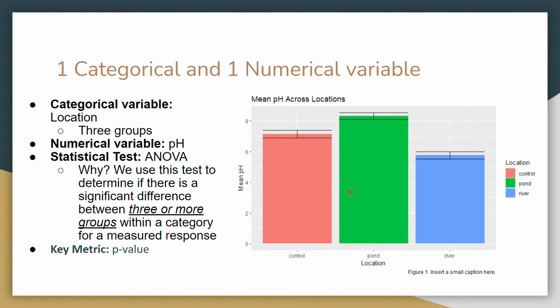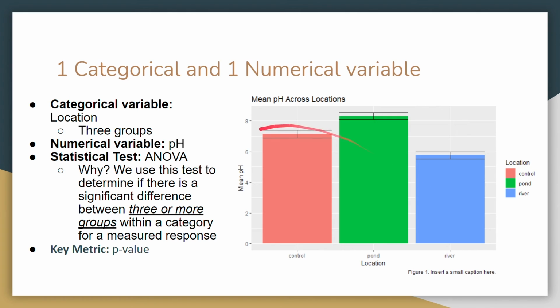Now, adding on to this, you can do a multiple comparisons test after the fact to determine the significant differences between each of the combinations of groups. So if we wanted to, we could run a multiple comparisons test to see the differences between control and the pond, and river and control. And this will give us p-values for each of the different combinations. So this is all really going to relate to sample size and whether or not we are able to run a multiple comparisons test given the number of samples that we have collected.